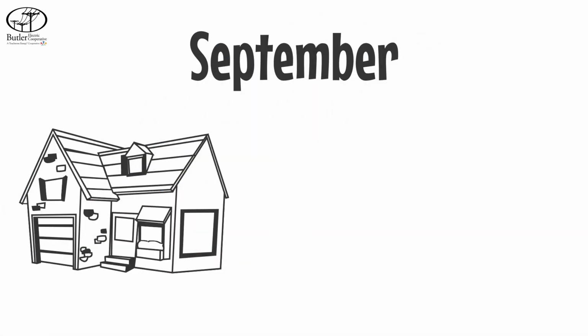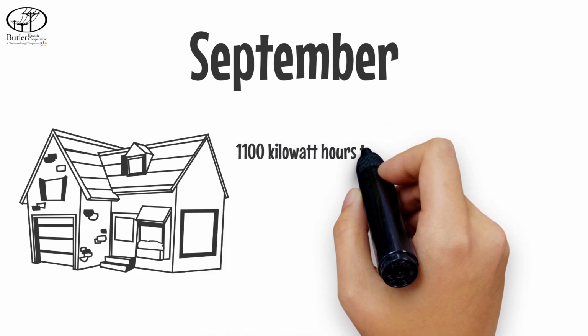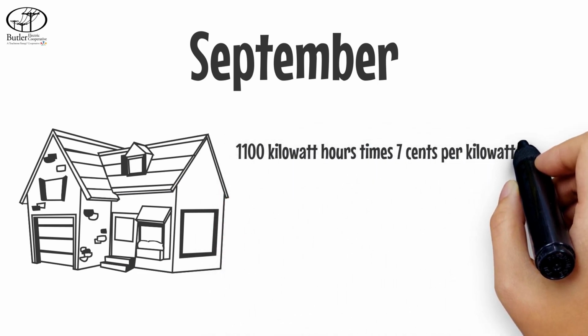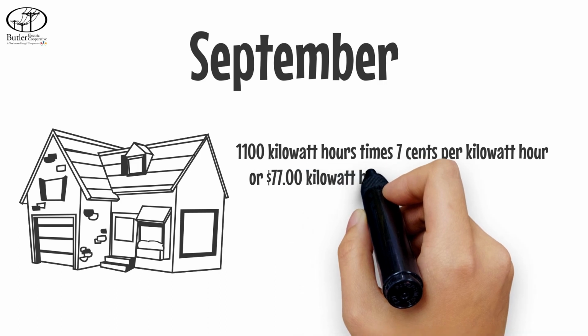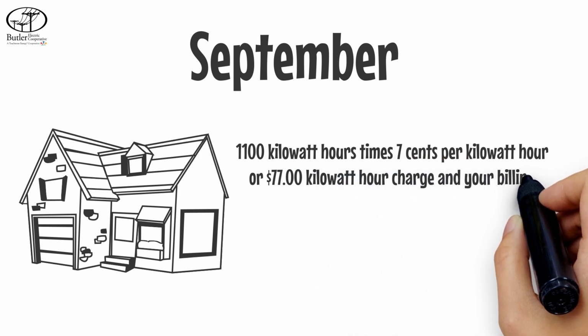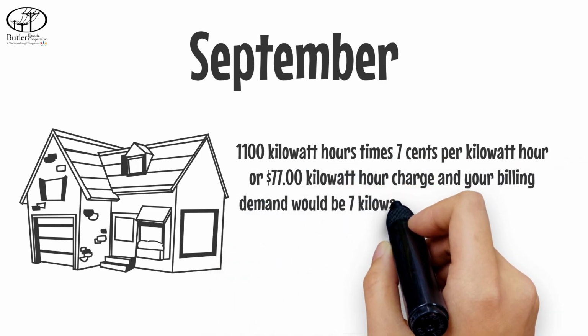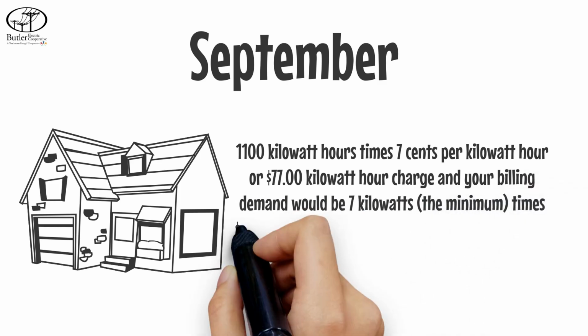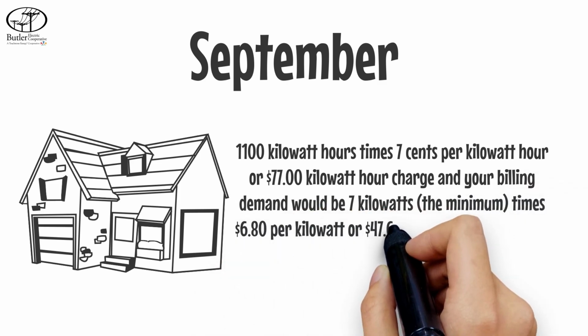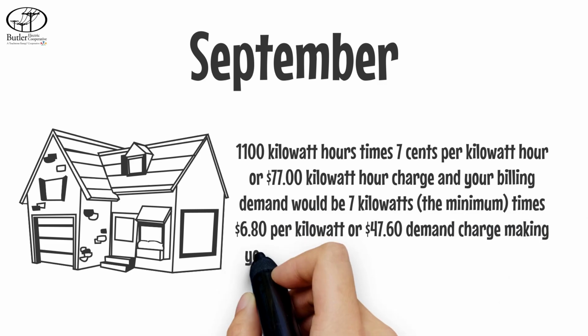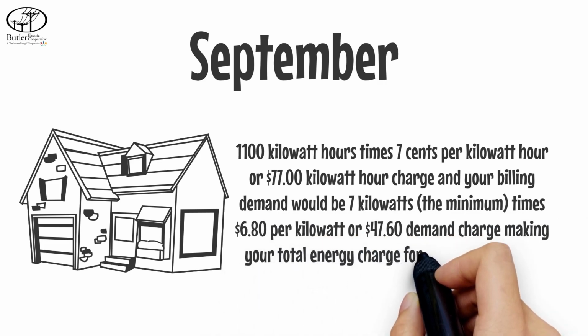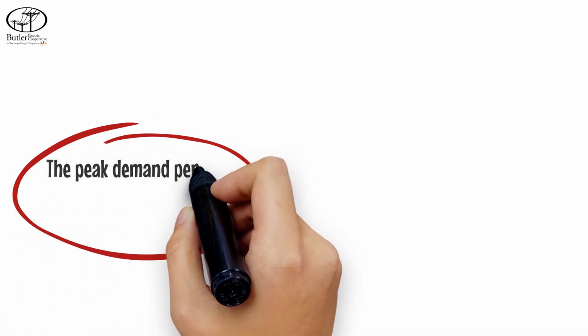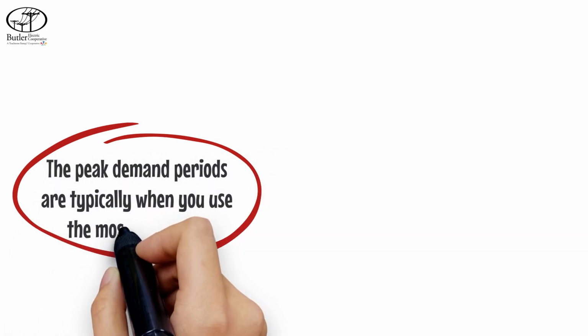So in September, your house used 1,100 kilowatt-hours times 7 cents per kilowatt-hour for a $77 energy charge, and your billing demand would be 7 kilowatts, the minimum, times $6.80 per kilowatt, or $47.60 demand charge, making your total energy consumption charge for September $124.60.